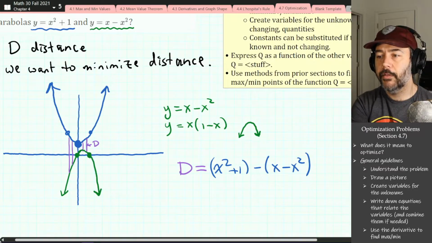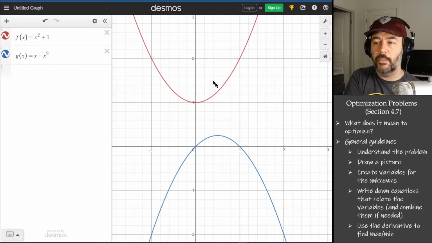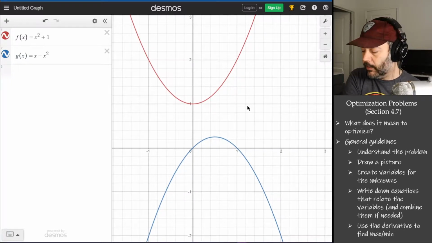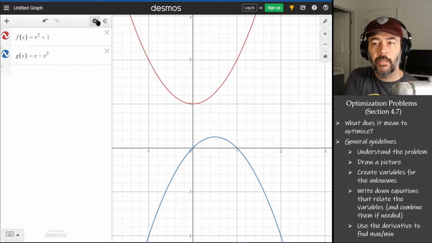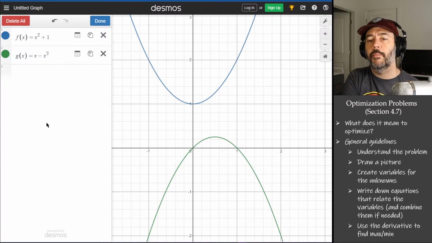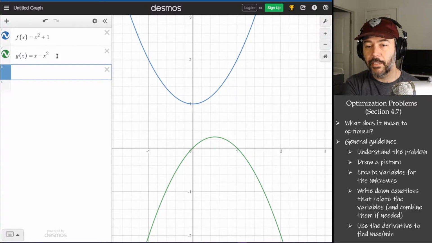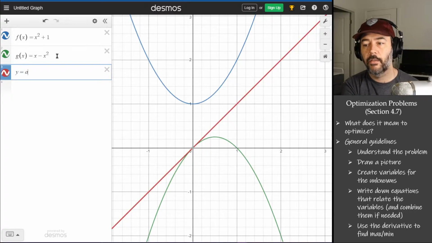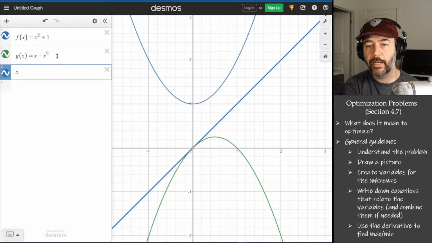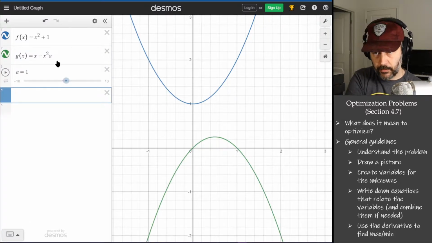Now, let me just show you the graph of the situation. Colors are different than what I drew, but it's okay. Actually, I can even change that so they match. I got the blue one on top and the green one on the bottom. Okay, cool. Now, what is D? D is going to be a vertical line, x equals a.